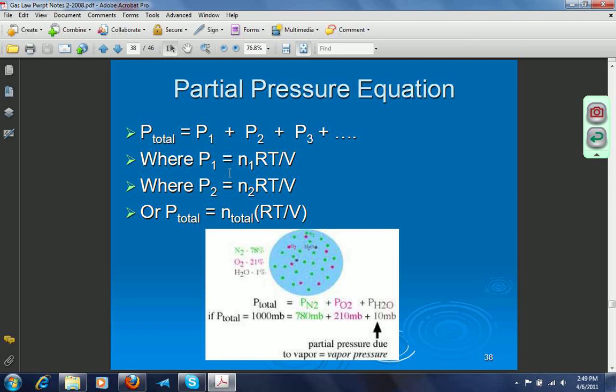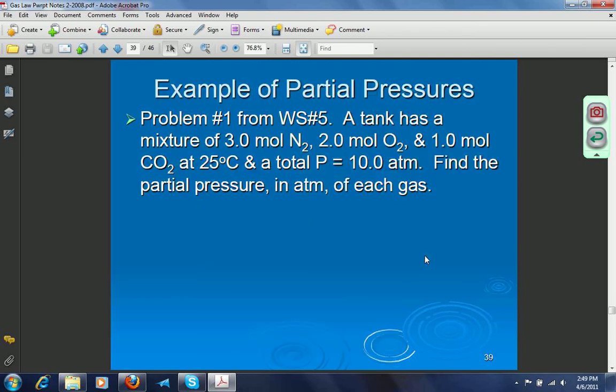Where the pressure of the first gas is really the moles of the first gas times R, which is the same for everything, times the temperature, which should be the same for everything, divided by volume. And where pressure 2 is the moles of the second gas times R times T divided by V. So the pressure total is the moles added up, the sum of all the moles, times R times T divided by V. And I just put in a little graphic here of total pressure. This container here has partial pressure of nitrogen, oxygen, and water in it. Water vapor, that would be.